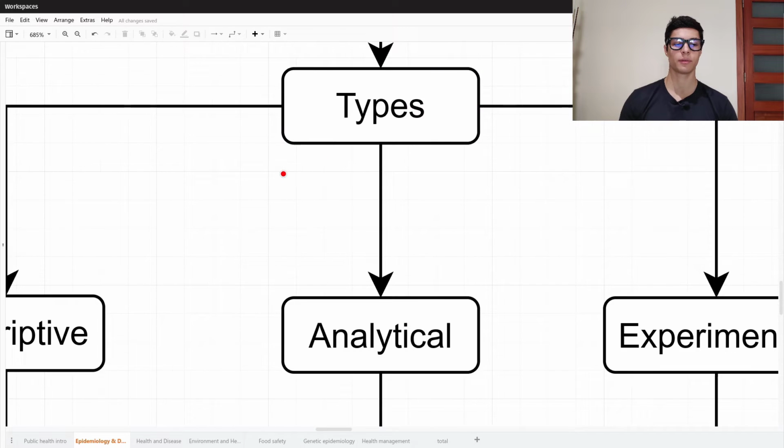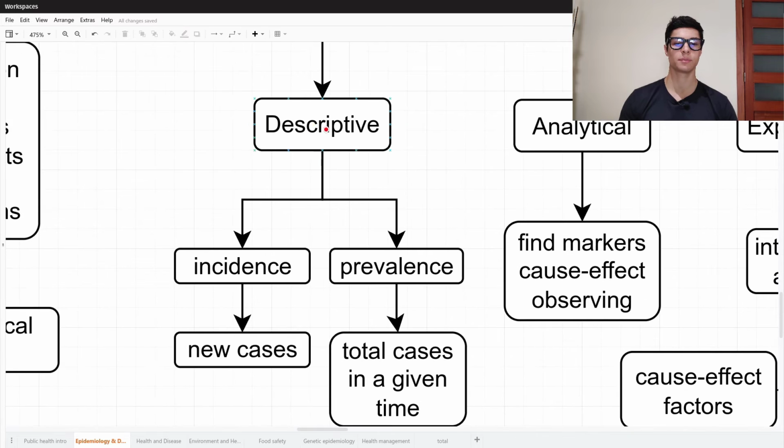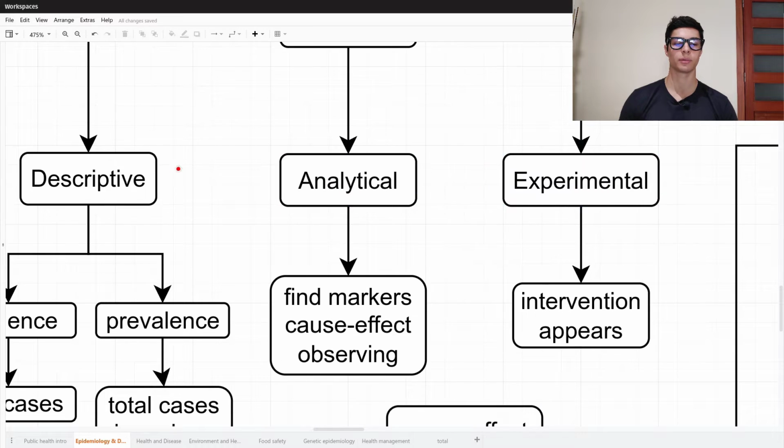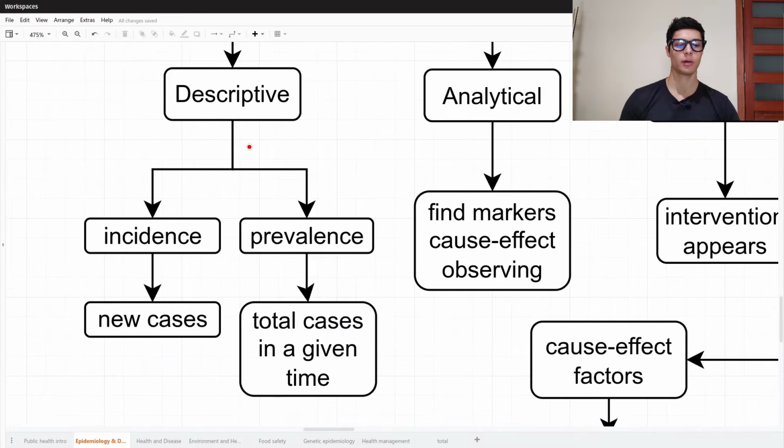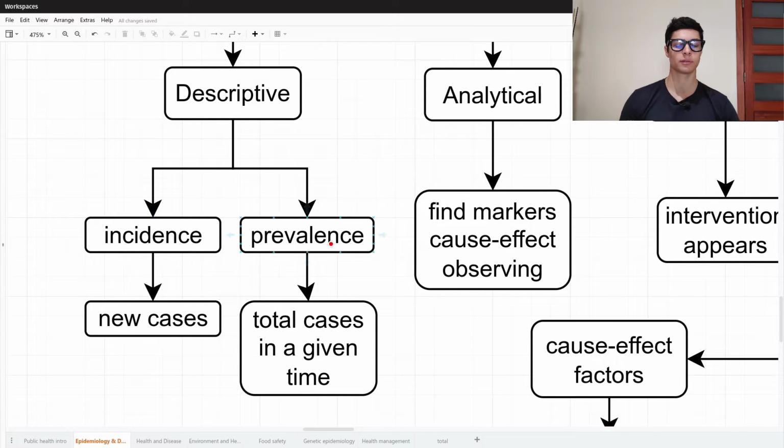There are three types of epidemiology. We have descriptive, analytical, and experimental. Descriptive epidemiology is basically the one in which we tell things as they are. We only observe and we tell. And here we can have the incidence and the prevalence. Incidence is just telling the new cases we have of, for example, a disease. New cases, that's it. And the prevalence is the total cases in a given time. That means the new cases minus the cases that have been through the disease and now they are healthy again.